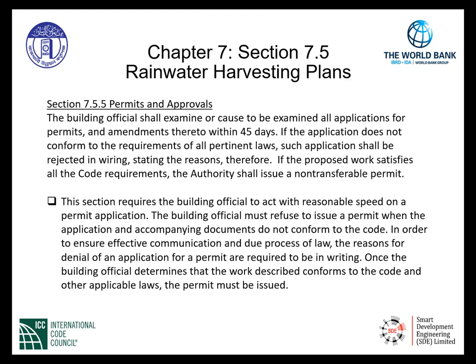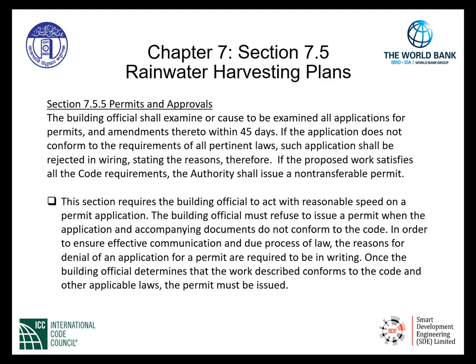Permits and approvals are in section 7.5.5. The building official shall examine or cause to be examined all applications for permits and amendments thereto within 45 days. If the application does not conform to the requirements of all pertinent laws, such application shall be rejected in writing, stating the reasons therefor. If the proposed work satisfies all code requirements, the authority shall issue a non-transferable permit.